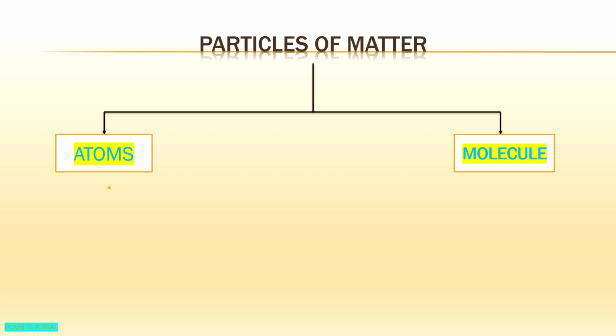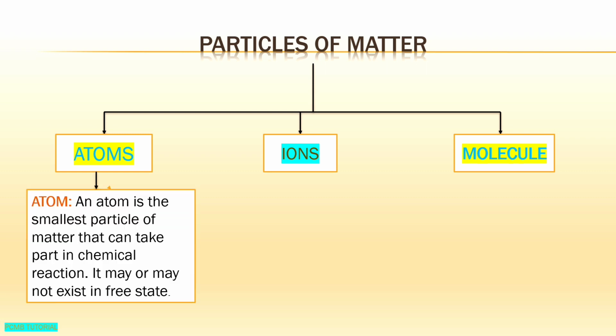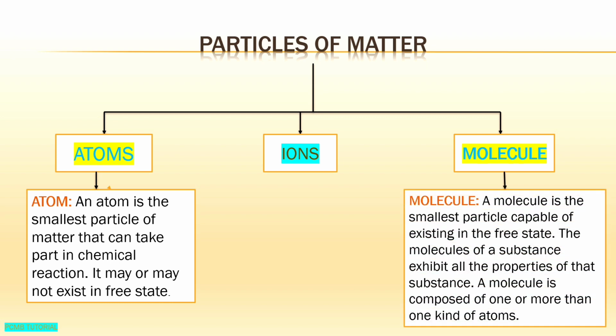Now moving on to our next slide, we get particles of matter. Two of the most important particles of matter are atoms and molecules, which I have already discussed in the previous slide. But there is one more, that is ion. Every substance is made up of some constituent particles, and the characteristic properties of the constituent particles determine the characteristic properties of the substance. An atom is the smallest particle of an element that can take part in a chemical reaction. It may or may not exist in free state. A molecule is the smallest particle capable of existing in free state. The molecules of a substance exhibit all the properties of that substance. A molecule is composed of one or more than one kind of atoms.